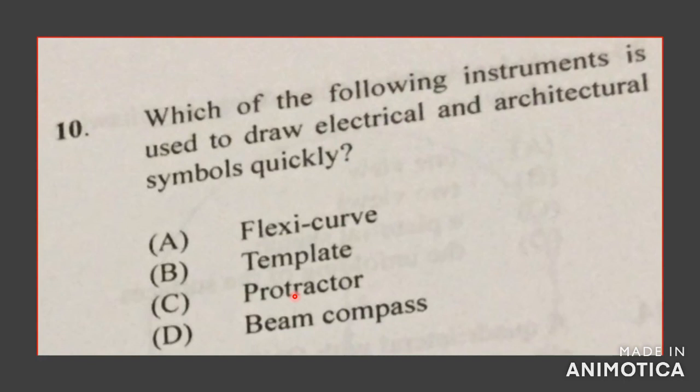All right. Which of the following instruments is used to draw the electrical and architectural symbols quickly? Again, in the previous videos, you should know what a flexicurve, a template, protractor, and a compass is. So you would need to use a template, and a template has all the different symbols like a toilet, 220 switch, everything that you need for electrical. And plumbing also, you use a template, so that you don't have to draw everything over again and again.